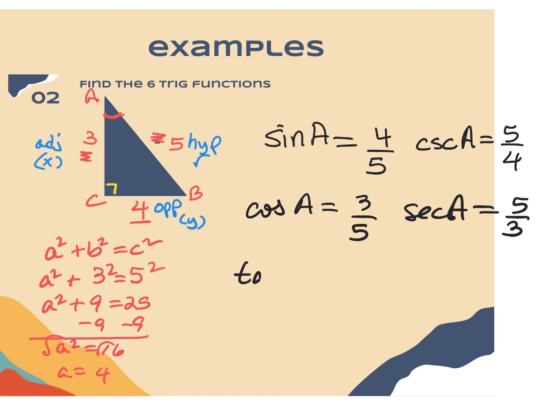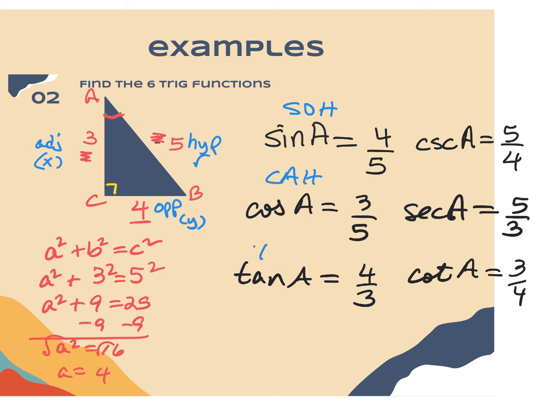And then lastly, tangent. This is Y over X, or opposite over adjacent if you're using your TOA. 4 over 3. Reciprocal, flip it, 3 over 4. So if you want to use the acronyms, this is SO, this is CA, and this is TOA. Either way, or you can memorize what we did with the X, Y, and R's as well.